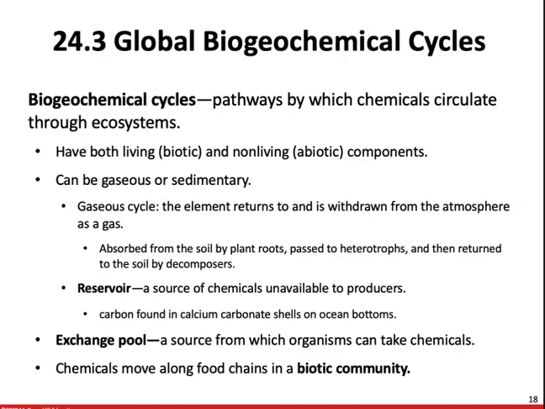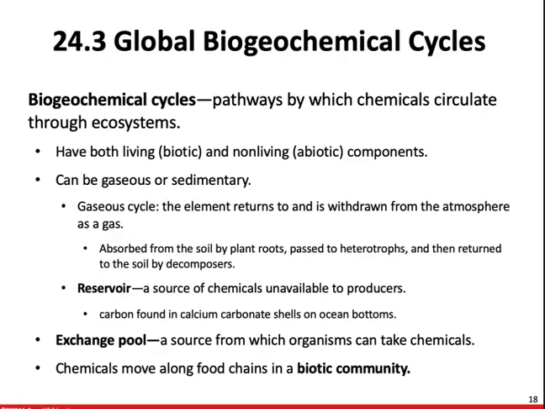The sedimentary cycle is when the element is absorbed from the soil by plant roots, passed to the heterotrophs, and then returned to the soil by decomposers. So a great example of this would be the phosphorus cycle. A reservoir is going to be a source of chemicals unavailable to the producers. So things like the carbon that's found in calcium carbonate shells in the ocean's bottom. This is a great reservoir for storing carbon, but it's not really readily available to the producers.